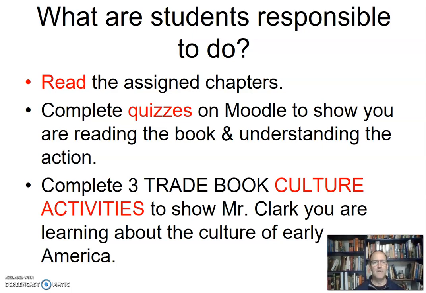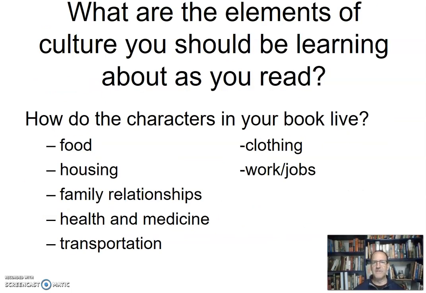of early America. So some of the elements of culture include the food that people eat, the house they live in or the place they live, their family relationships, health and medicine, transportation, how do they move from one place to another? What kind of clothing do they wear and where do they get it and how do they maintain it, and they're different clothes for different types of people and that kind of thing. The work and the jobs people do, of course, are very important to how they earn their money and what kind of skills they have or need to have.